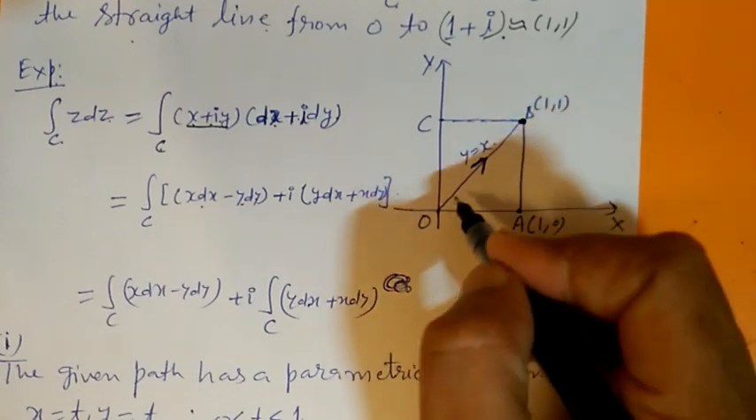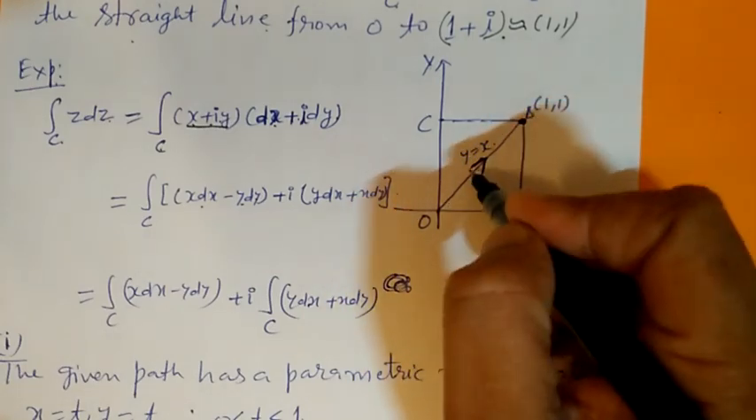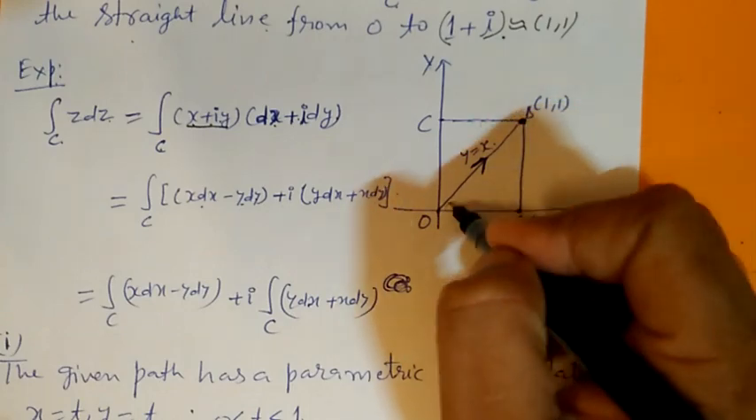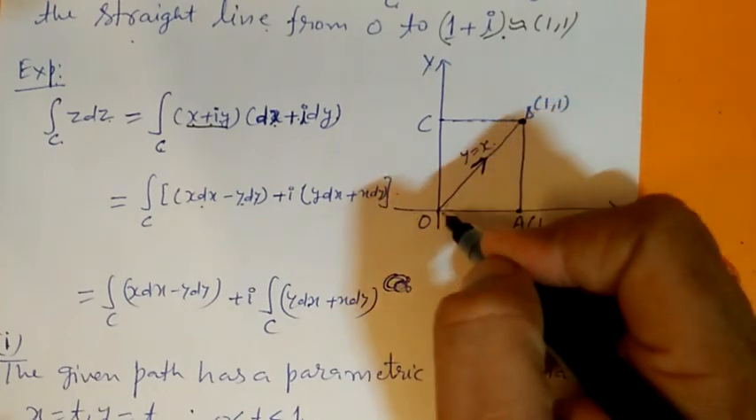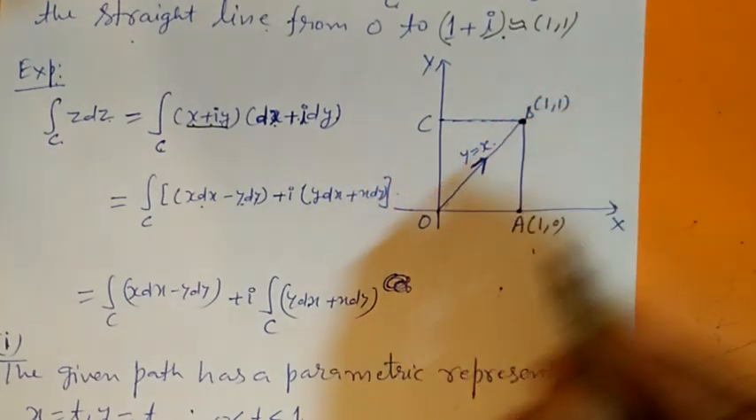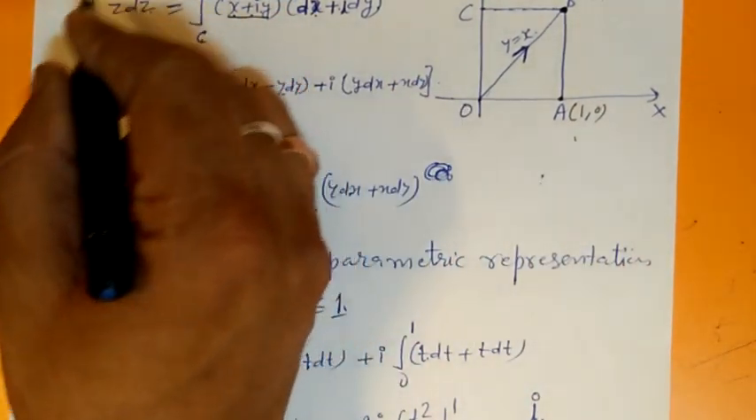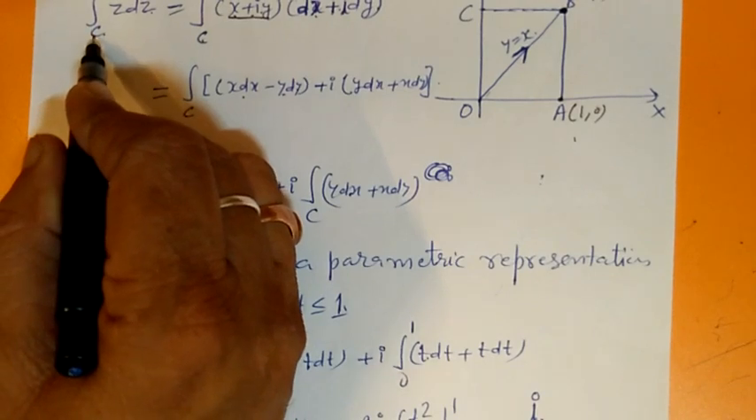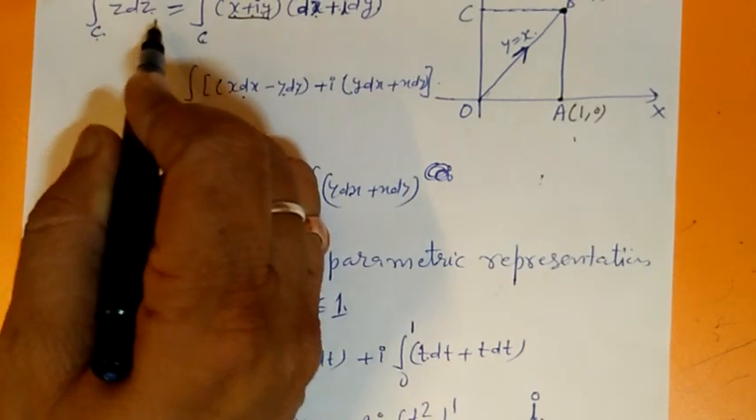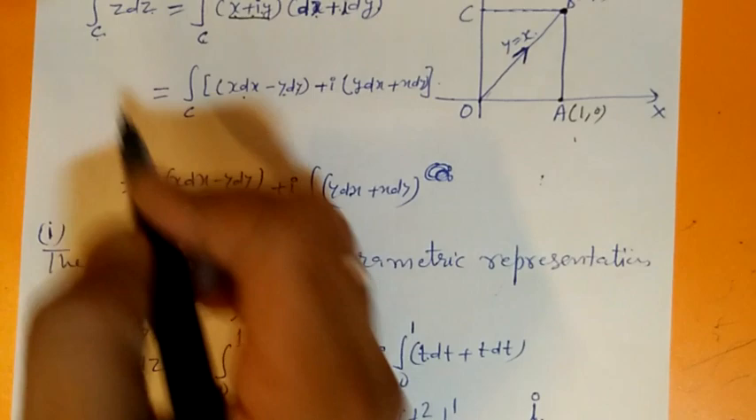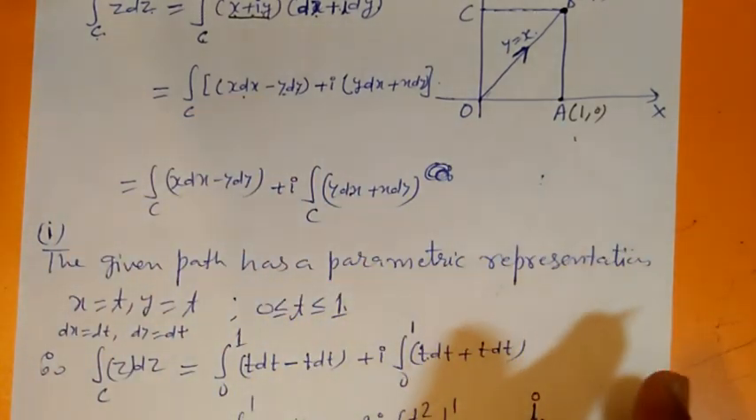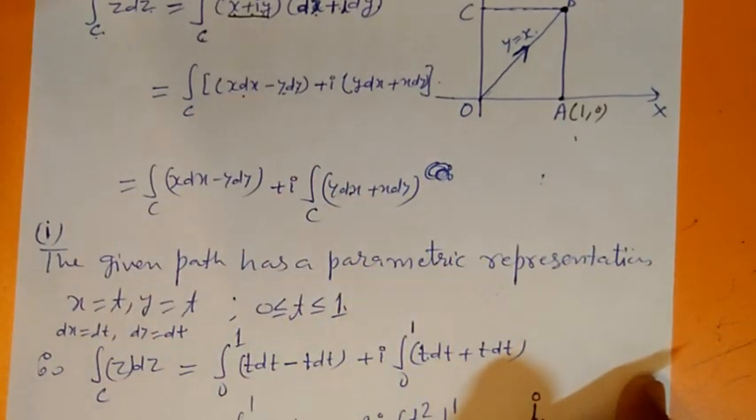So in that case, if we consider the straight line y is equal to x, that is, if we consider a path along the line y is equal to x, we can compute the line integral on a curve C, f(z) dz, where f(z) is equal to z, with the help of two methods.